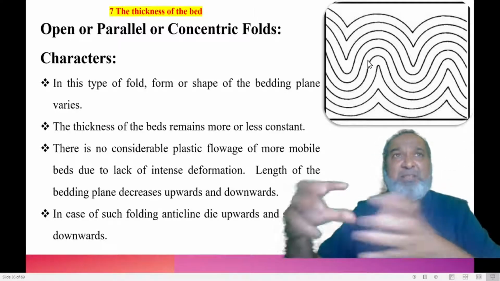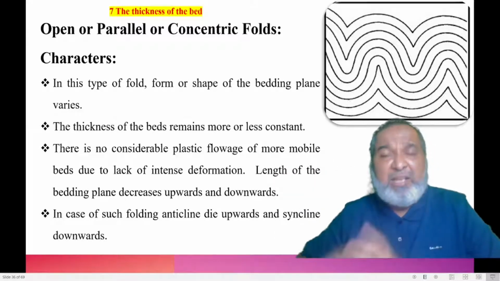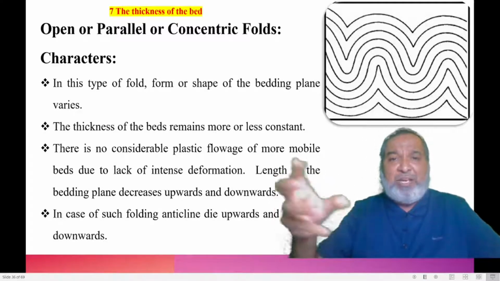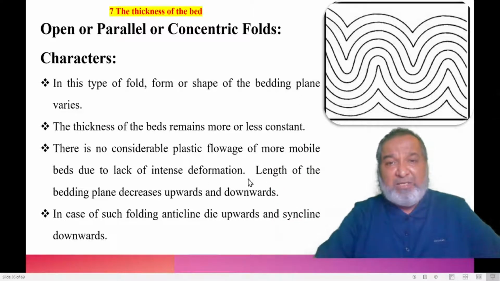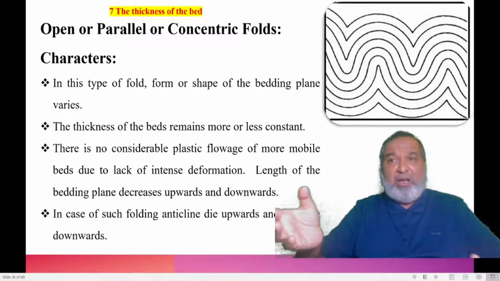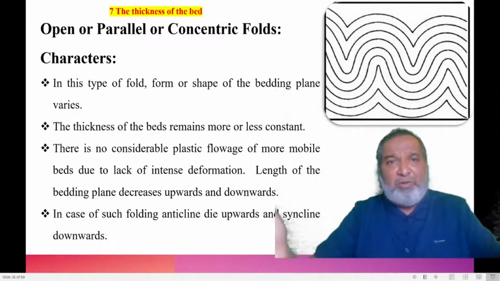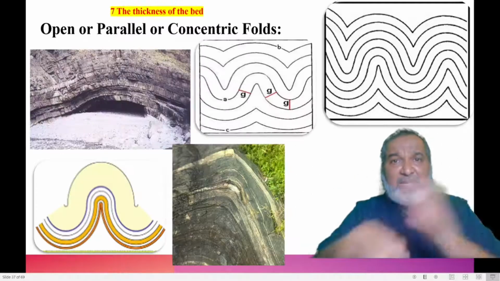Why is this happening? Because the material is in plastic deformation, ductility has taken place, and due to this movement the deformation has taken place. The length of the bedding plane decreases upward or downward. In case of such folding, the anticline dies upward and the syncline downward. As you go upward, the anticline is gone. As you go down, the syncline goes down, that is, the sharp edges go down. So it is called open, parallel, or concentric type of fold.